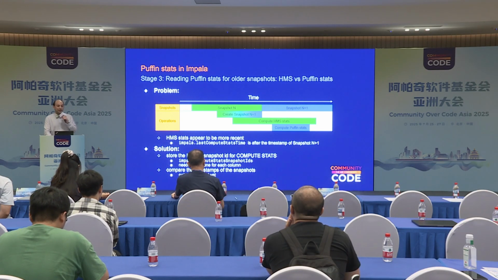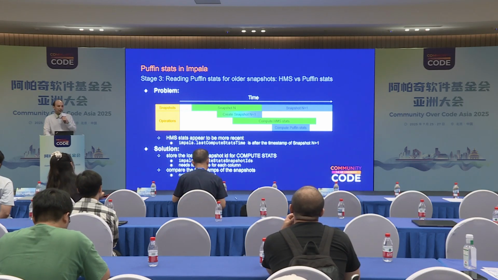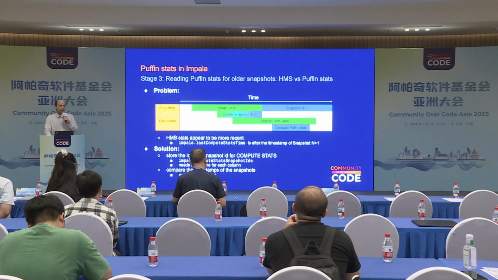And let's imagine that at the same time, but after committing snapshot n+1, another engine also starts computing Puffin stats. Those Puffin stats are calculated based on snapshot n+1, but the timestamp is more recent for the HMS stats. So the HMS stats appear to be more recent than the Puffin stats, but that's not correct. So what can we do? The solution we've decided to go with is storing the Iceberg snapshots also when we calculate HMS stats. If we have that, then we can simply compare snapshots to snapshots, and this means that we'll always be correct.